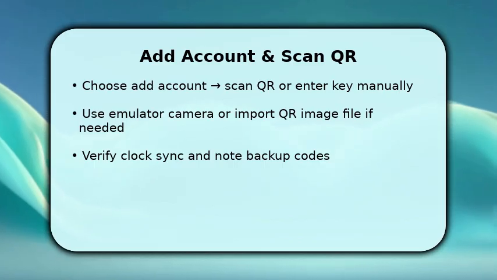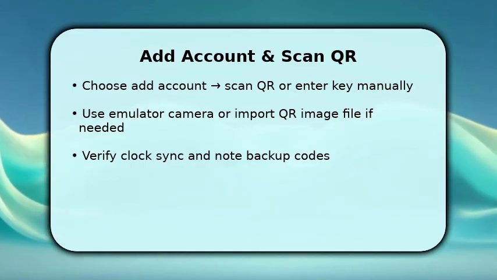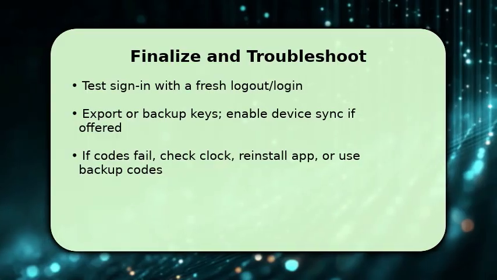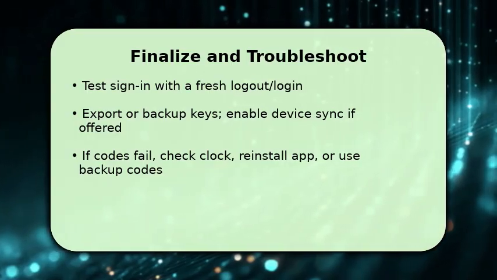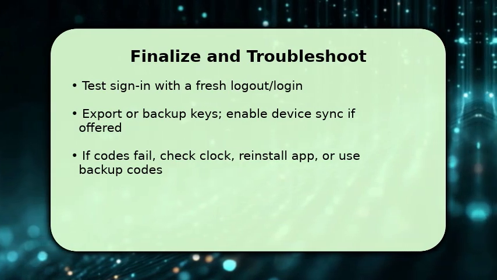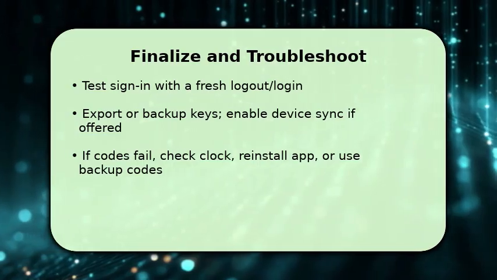If everything looks correct, enter the generated code back on the website to confirm the pairing and save the backup codes. Finally, test the setup by signing out and signing back in using the newly generated code. Once verified, export or securely record recovery keys and enable AppSync if available so you don't lose access.